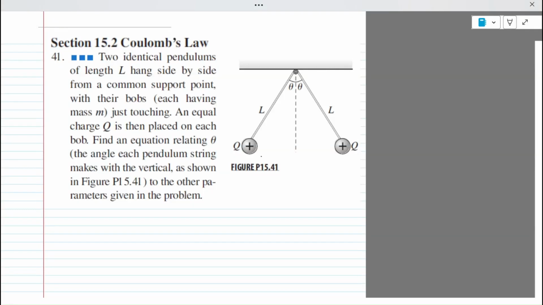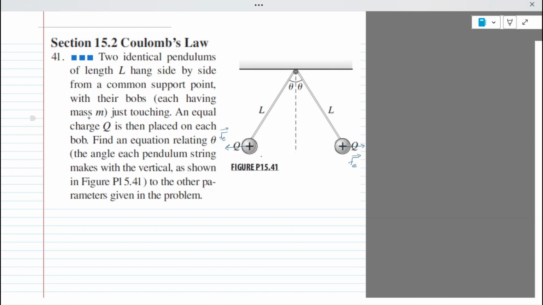In this problem, we have two identical pendulums of length L hanging side by side from a common support point, and their bobs, each having a mass m, just touching. Then an equal charge q is placed on each bob. Obviously, when these two bobs acquire identical charge, we expect them to repel, and that's what has happened here. We can directly draw the electric force of repulsion on each of the two bobs.